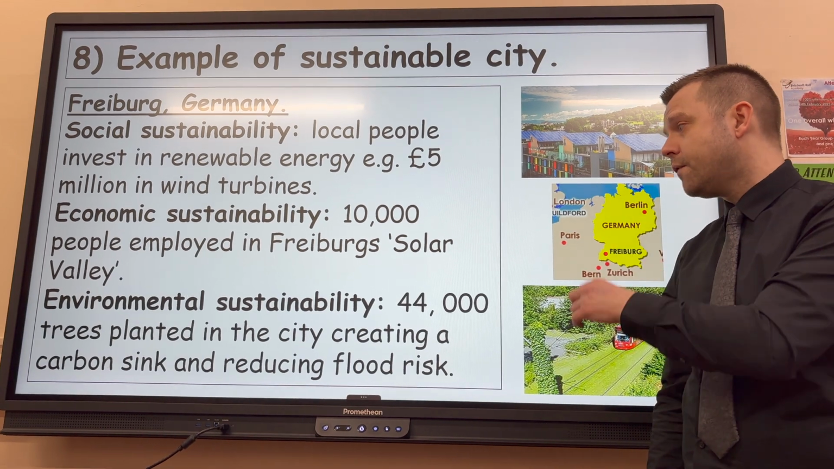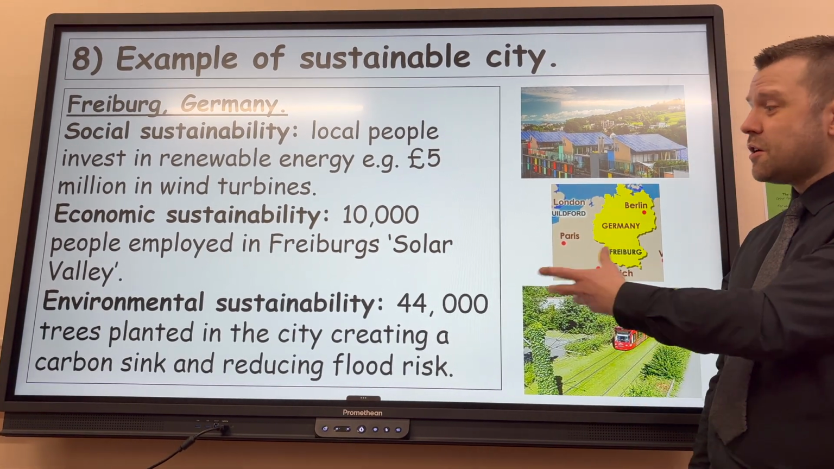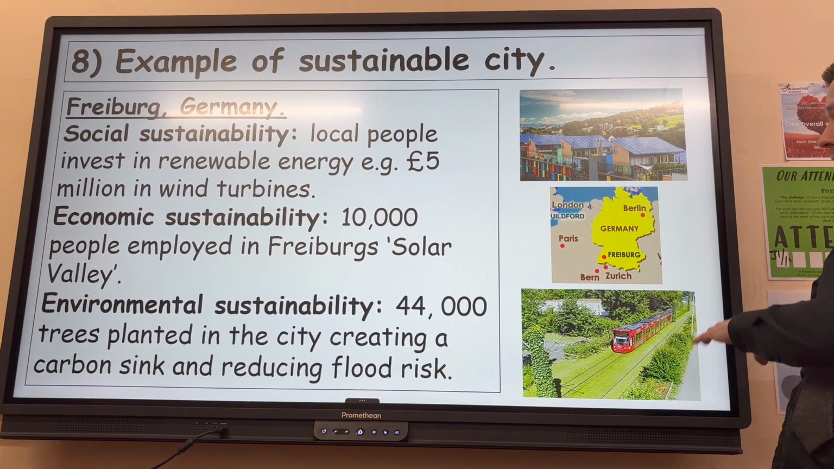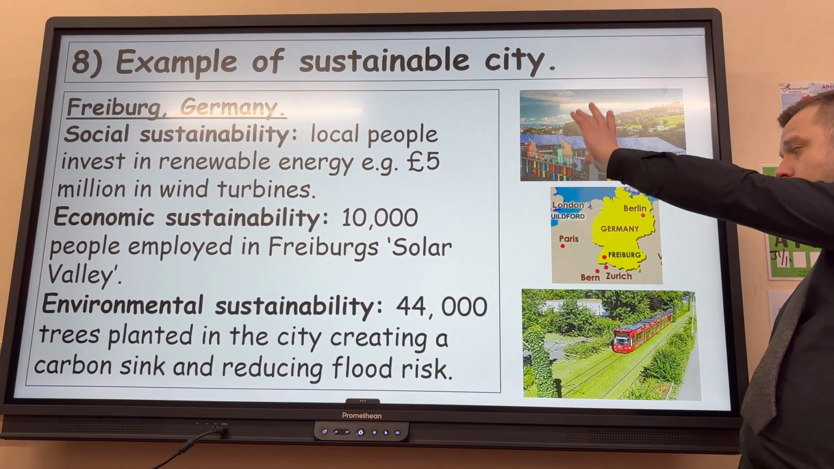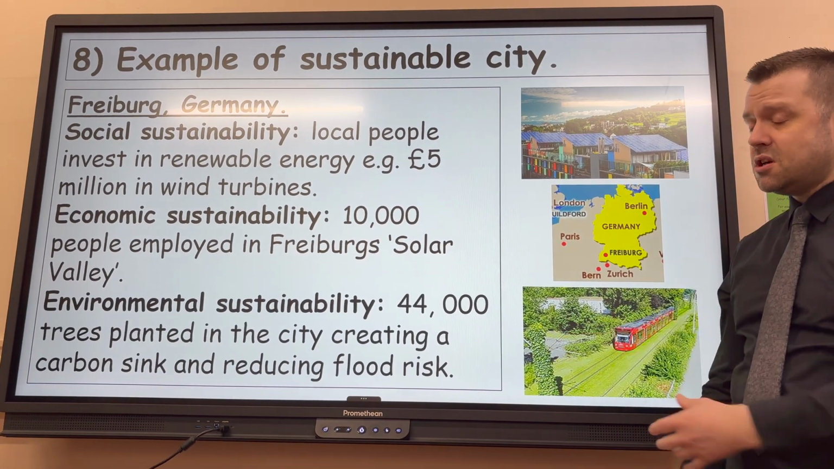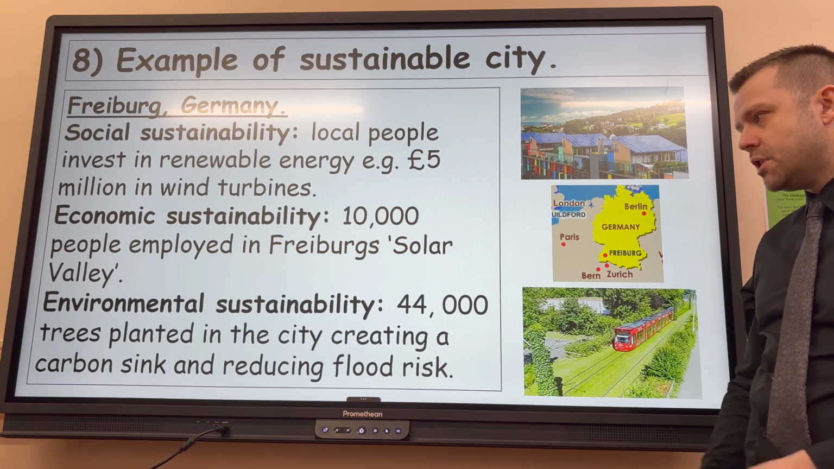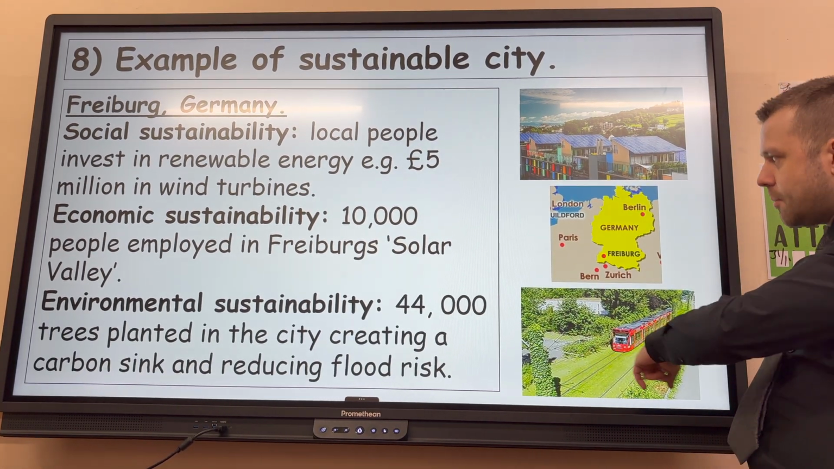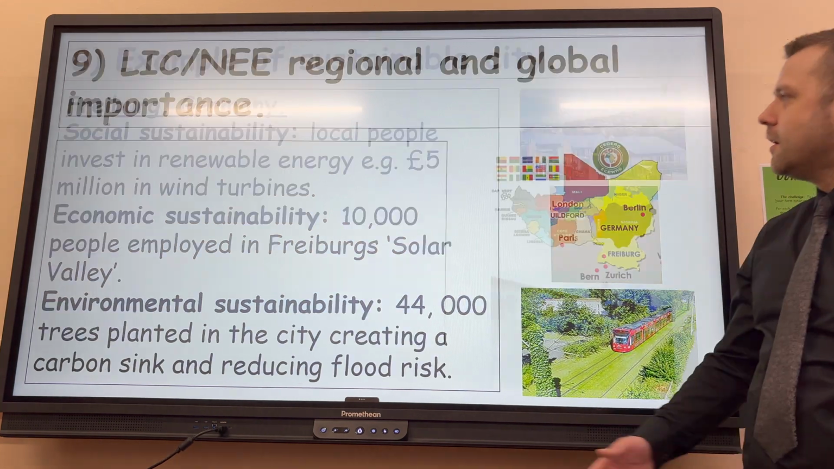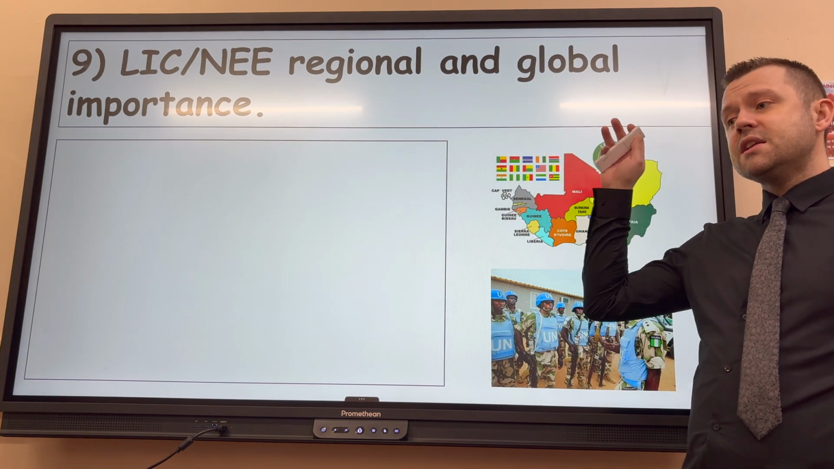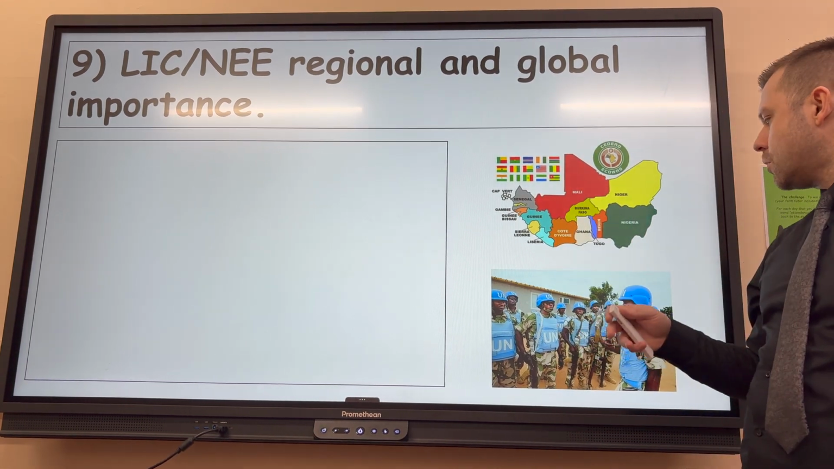And finally, environmental sustainability. They've planted 44,000 new trees, and this has created a massive carbon sink, and also due to the vegetation interception created by the vegetation, it actually also reduces flood risk because it increases lag time. They've even grassed the bottom of the tram. Wicked.